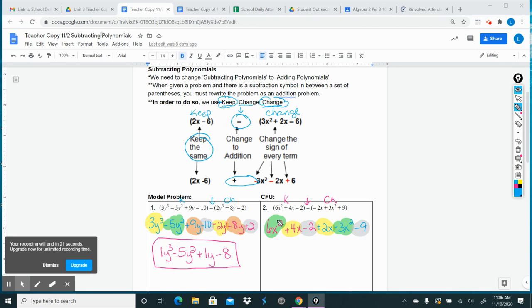So we have here our x squared, so 6 minus 3 is 3x squared. 4x and 2x is positive 6x. And then negative 2 minus 9, we're down $2. We lose another 9, we're down $11. So there is your answer in standard form, nothing else to combine.